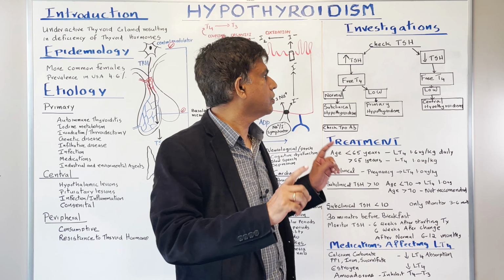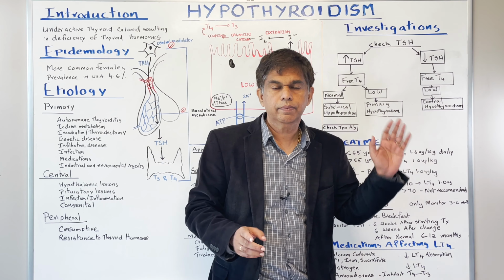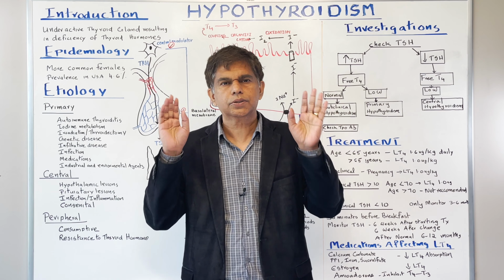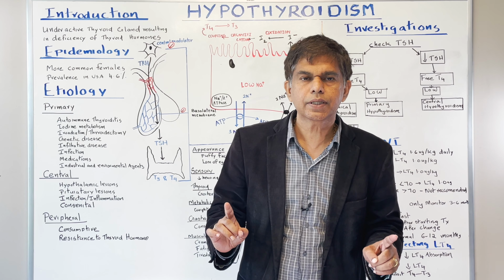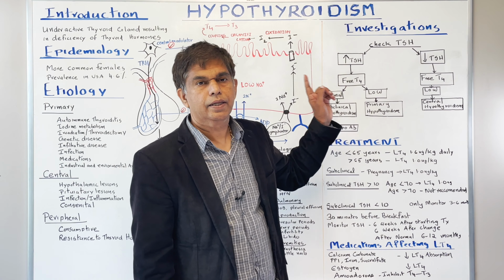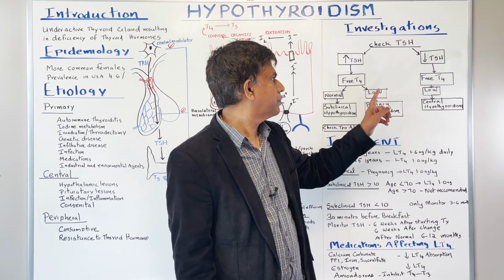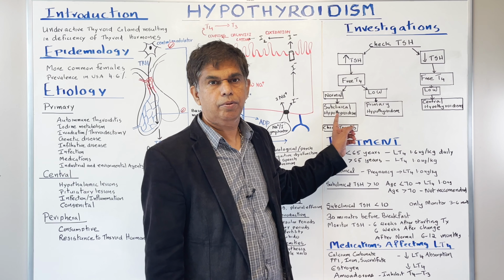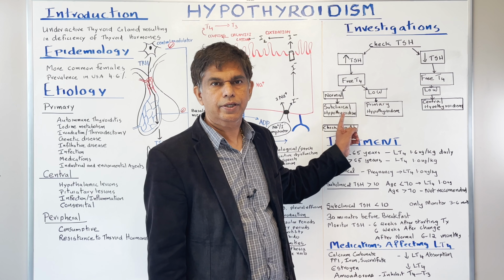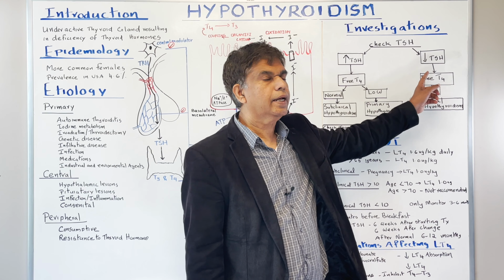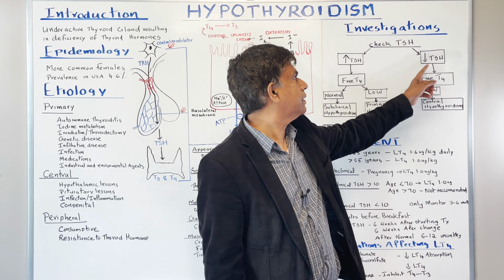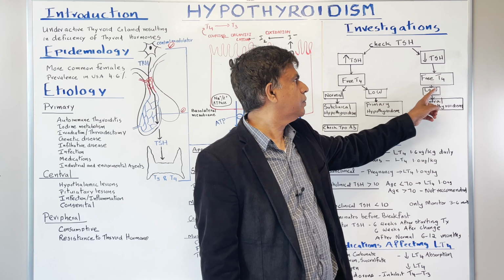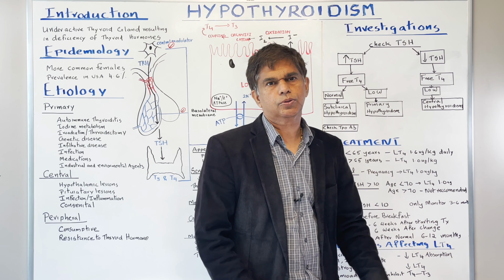So I'm just going to summarize this one more time. First, you don't go ordering all the tests. You first check the TSH. If it is increased, then you check the free T4, and if the free T4 is low, then primary hypothyroidism, and then you have to worry about subclinical hypothyroidism, where free T4 is going to be normal. In this case, you check the TSH, and let's say the TSH is decreased and free T4 is low, then you got central hypothyroidism.